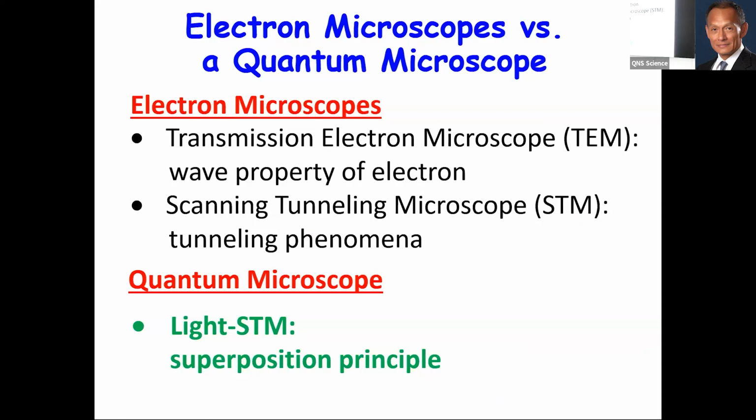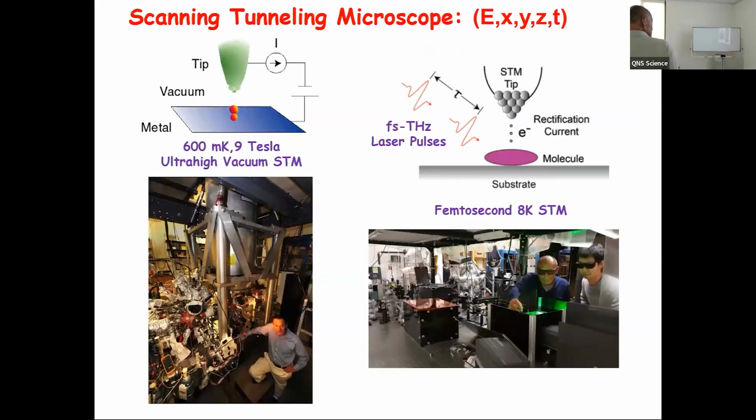So there are basically two types of electron microscopes. One is the transmission electron microscope, which is based on the wave property of the electron. And the other is the scanning tunneling microscope, which is also based on electrons, but relies on the principle of tunneling. So this quantum microscope also uses the SPM, but it is based on the superposition principle of the qubit that we'll be using. So we have two different approaches.